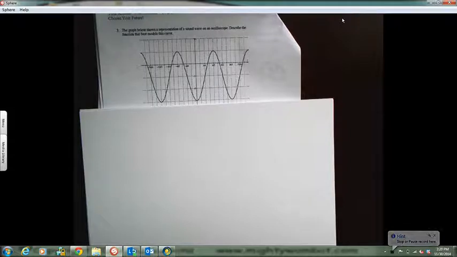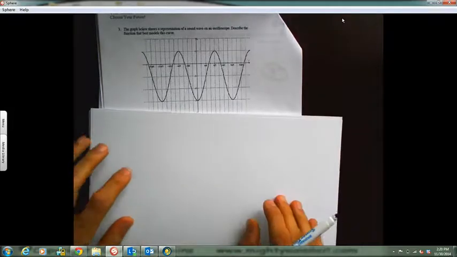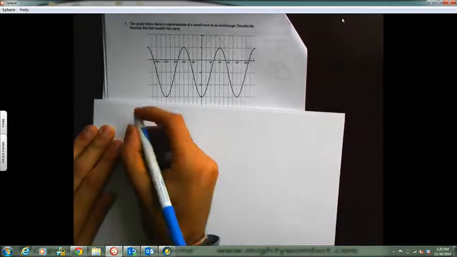So this says that we have a graph that shows a sound wave, and they want us to describe the function, and they've given us some choices here. Let me just walk through how I approach this problem. Anytime I see a periodic function, I always want to map it out first.